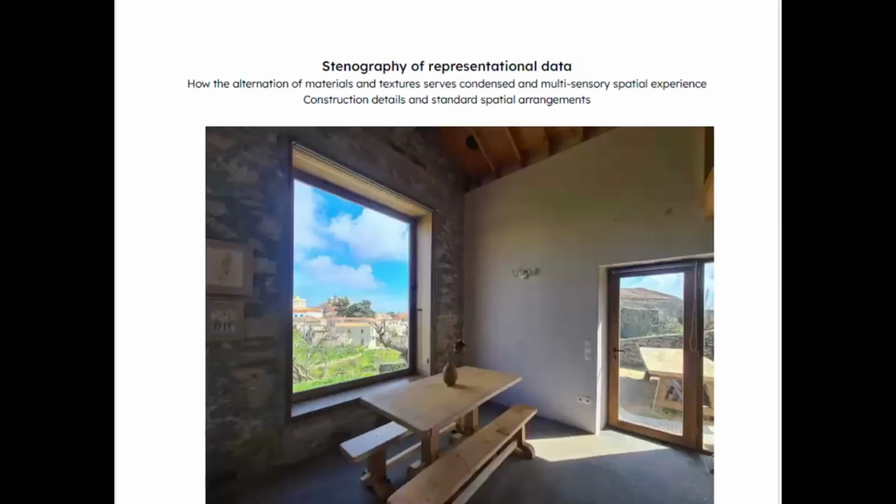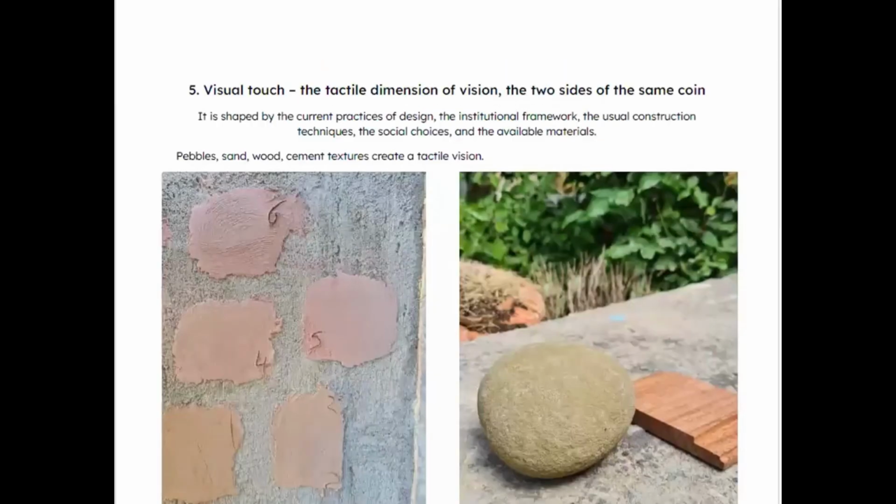And here is the interior of the barn, converted to a house actually, while the big frame in the front, in the main facade, creates a moving image which changes during the day, of the village and the nature there. Visual touch, the tactile dimension of vision, the two sides of the same coin.